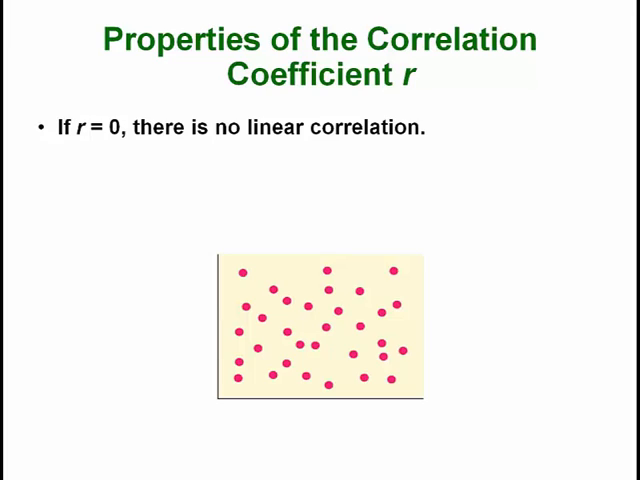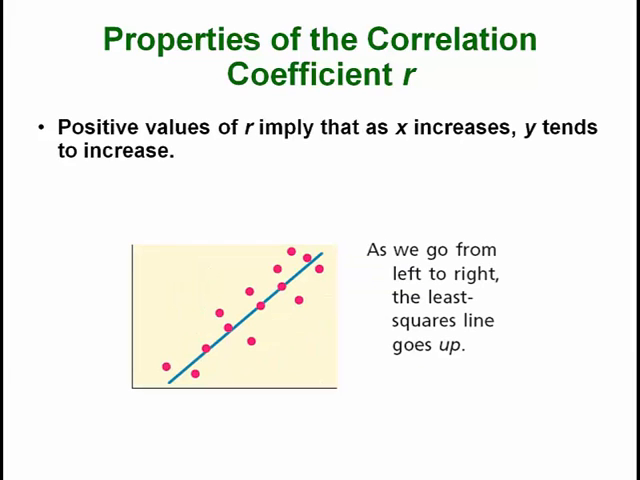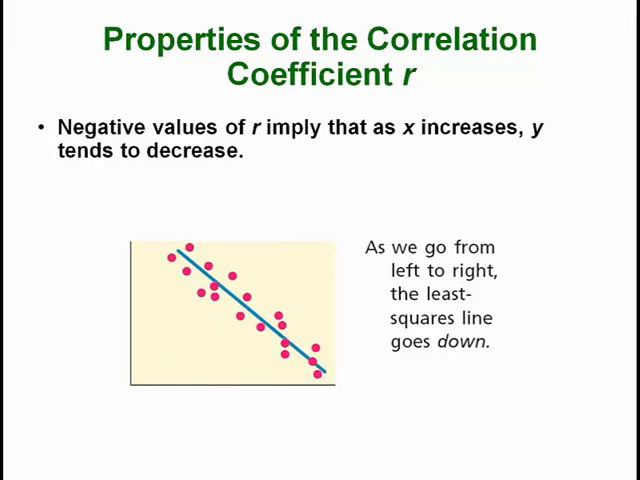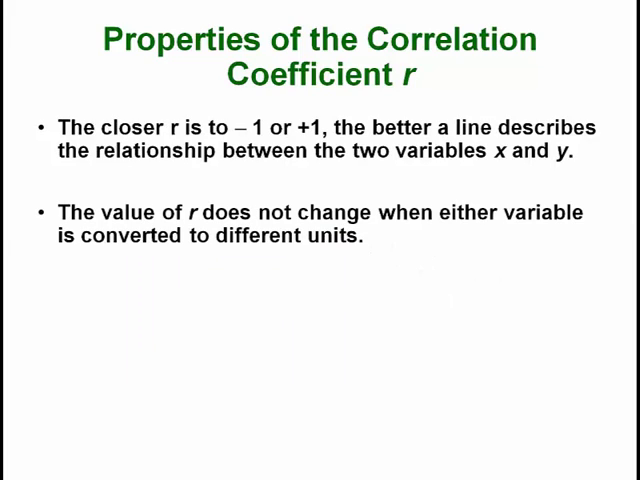There's no linear correlation, and so the two variables do not correlate, and we can't use the prediction model to predict our variables. Positive values of r imply a positive linear relationship, inferring that as x increases, y increases. And a negative value of r implies that as x increases, y decreases. And again, as we stated before, the closer I get to -1 or +1, the better the line describes the relationship between the two variables.